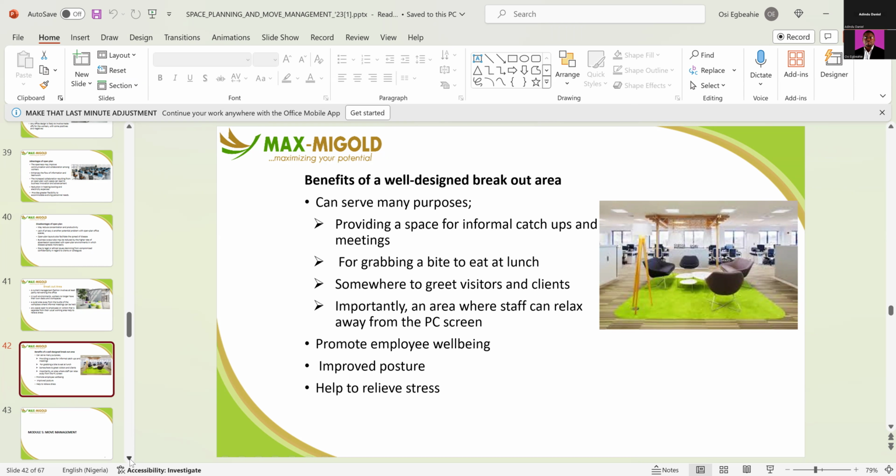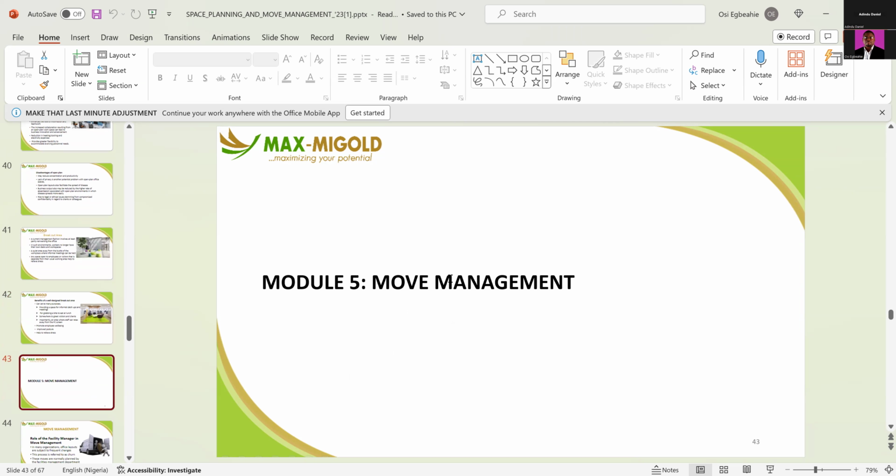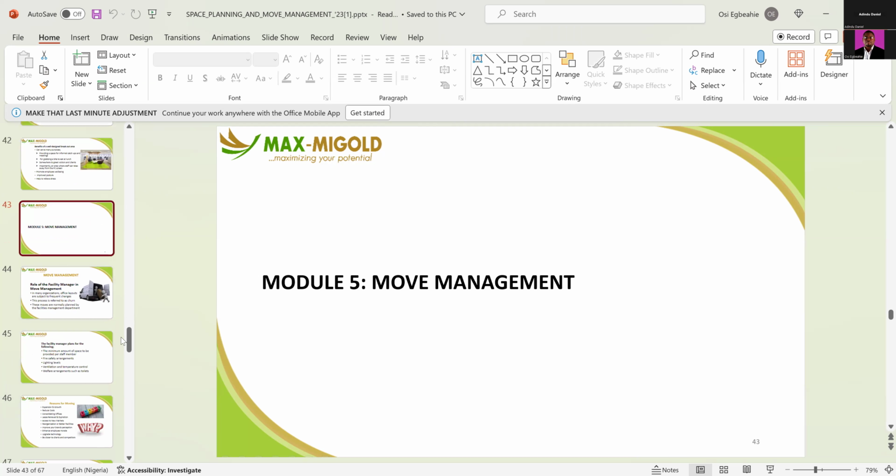That's module 4. We're going to module 5, move management. At this time, we'll take a 5 minutes break. Okay, let's just say a 10 minutes break. I hope that's fine with us, and then we're going into move management for the next few sessions. We'll take a 10 minutes break and come back by 6:10. I hope that's okay with us.